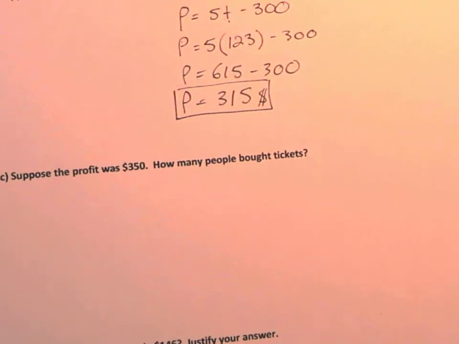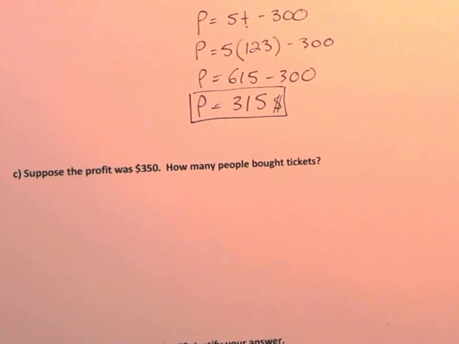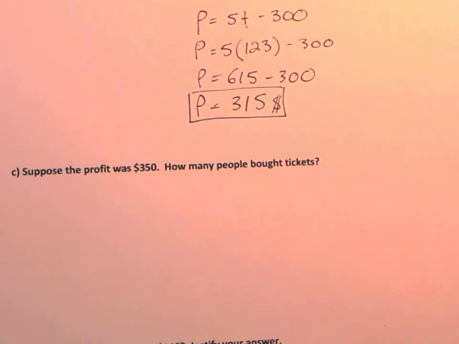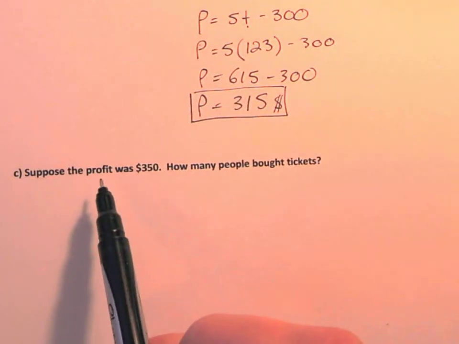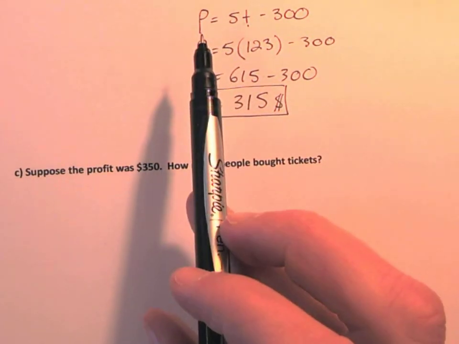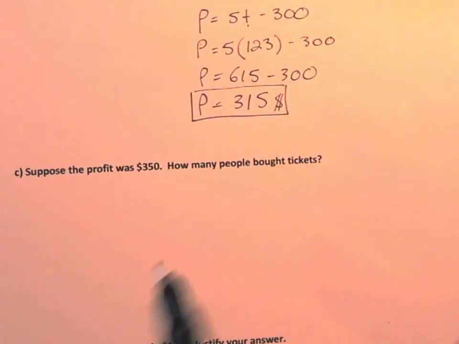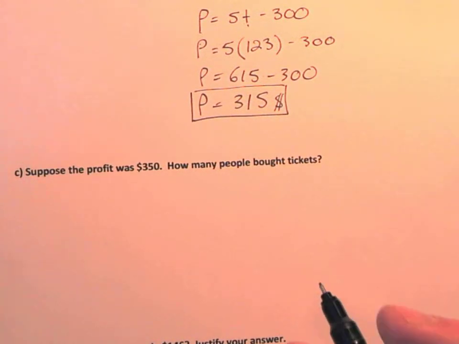All right. C. Suppose the profit was $350. How many people bought the tickets? So generally these questions, they always tell you, put in a number for T and find P, and then this time it's put in a profit number for P and calculate what T is, or how many tickets you need to get that much money.